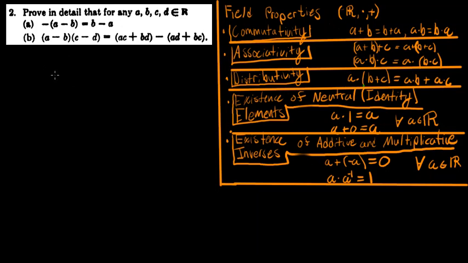So let's get the most out of this problem by leveraging the properties that are listed in the chapter, the field properties, the properties of a field and all of the consequences of these properties. And we're going to prove this carefully, using rigor and practicing writing a careful, rigorous proof. So for problem 2a, they're asking us to prove that negative, parentheses a minus b, close parentheses, is equal to b minus a.